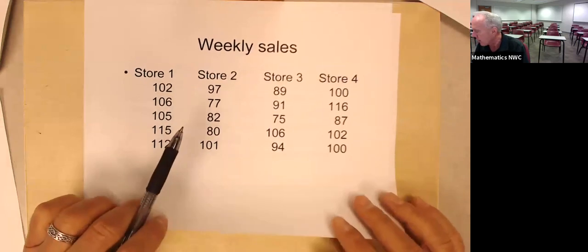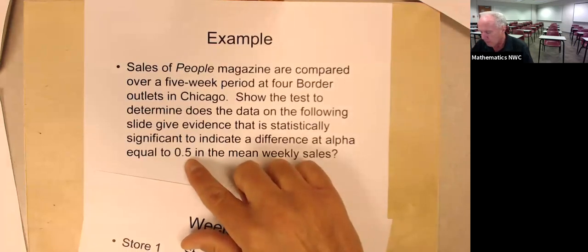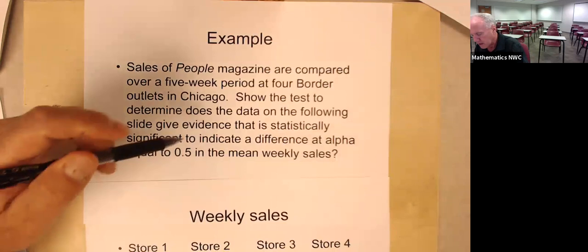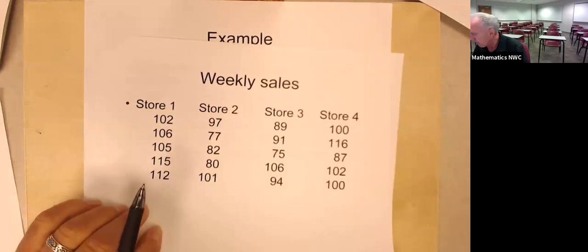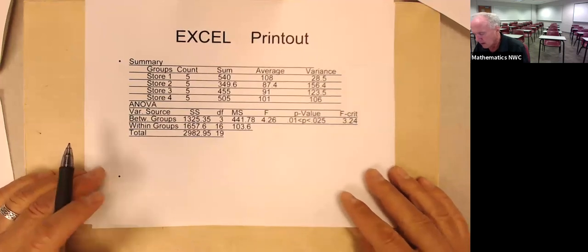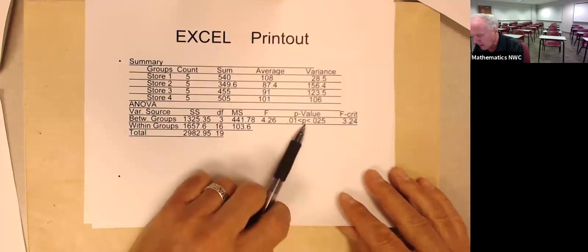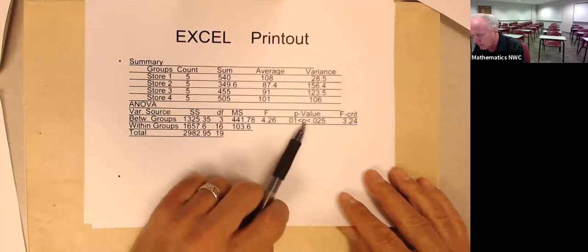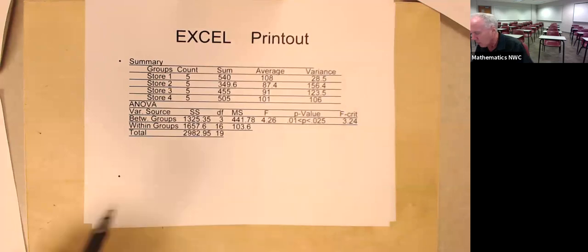Week 1 was 102, week 2 was 106. Over here, week 1 is 89, week 2 is 91, etc. Alpha 0.05. That should be a decimal over here. I apologize. Decimal in the wrong place. Here's my summary table. Notice they give me a critical value. That's my rejection region. They give me a p-value between 1 and 2.5. They give me my F statistic. So I'm ready to go with my test.